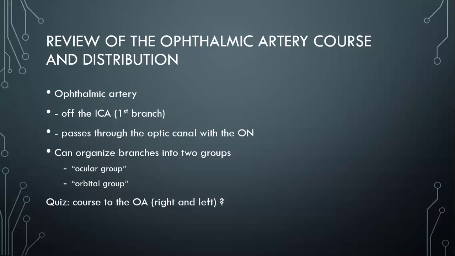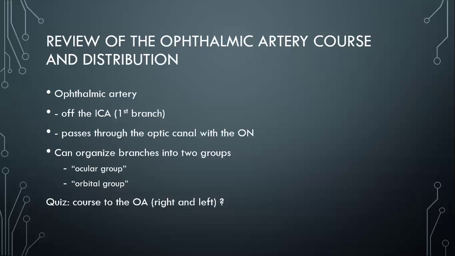Just go over the ophthalmic artery a little bit. So, the ophthalmic artery, we know that it's the first branch off the internal carotid artery. The ophthalmic artery passes through the optic canal with the optic nerve, makes a sharp right-hand turn, runs along the medial wall of the orbit, and then it gives off a bunch of different branches.